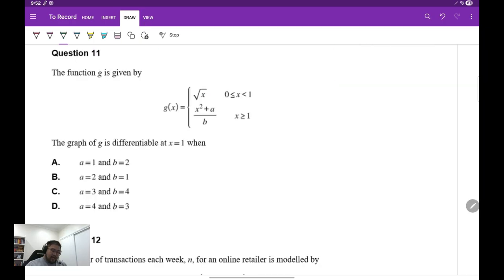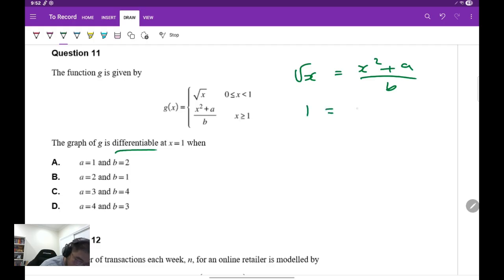All right, this question here, it's saying the graph of g is differentiable when x equals 1. So there's 2 conditions for something to be differentiable. The first thing, it needs to be defined at that particular point. So the point of contention in this case is 1, because that's where the, I guess, supposed discontinuity happens. So we need to work out root x is equal to x squared plus a over b. And when x equals 1, because that's the point of contention, we've got square root of 1 is equal to 1 squared plus a, which will just simplify that. And we got b is equal to 1 plus a.